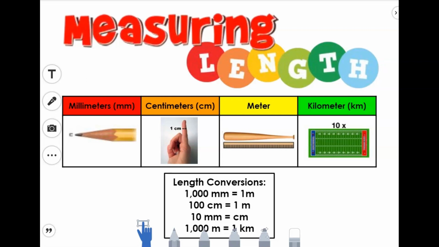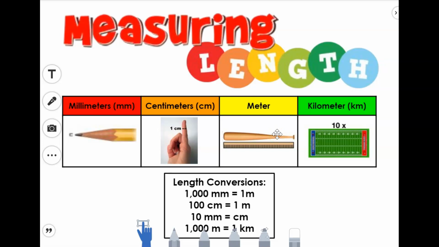And here are conversions. It takes 1,000 millimeters to make a meter. It takes 100 centimeters to make 1 meter. If you imagine going from millimeters to centimeters, that means because this is one place value more, it takes 10 millimeters to make 1 single centimeter. And finally, it takes 1,000 meters to make a kilometer.